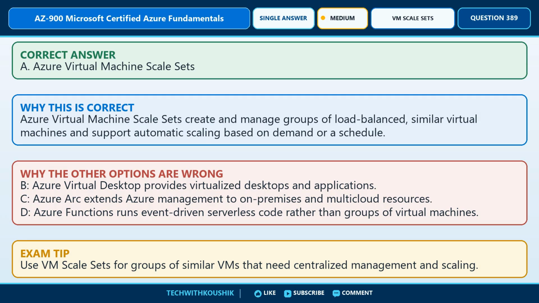Here's why. Azure Virtual Machine Scale Sets create and manage groups of load-balanced, similar virtual machines and support automatic scaling based on demand or a schedule. Let's quickly check the incorrect choices. B, Azure Virtual Desktop provides virtualized desktops and applications. C, Azure Arc extends Azure management to on-premises and multi-cloud resources. D, Azure Functions runs event-driven serverless code rather than groups of virtual machines.